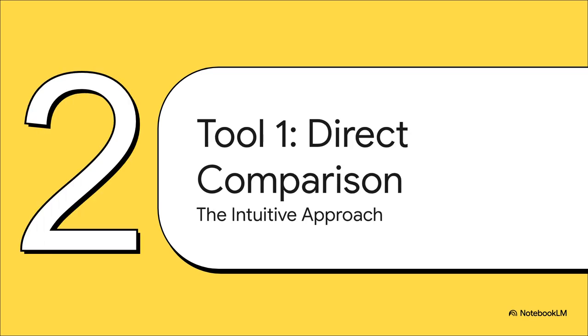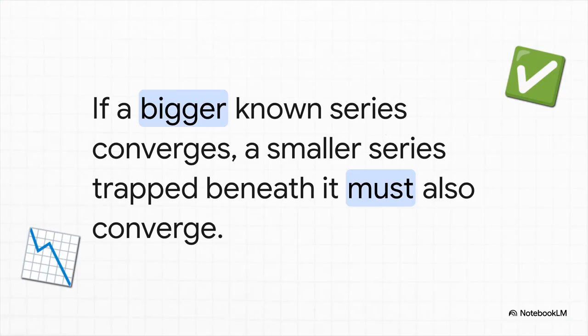Okay, so let's bring out our first tool, the direct comparison test. I kind of think of this as the common sense test, because honestly, the logic behind it is just so intuitive. It's all about finding a series you already know and then using its size to figure out your new one.